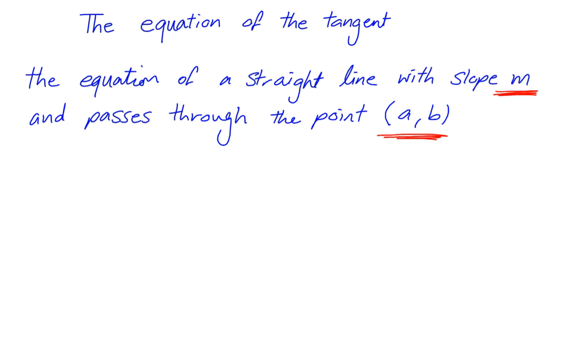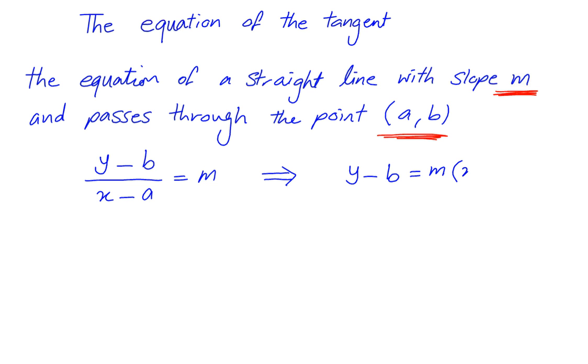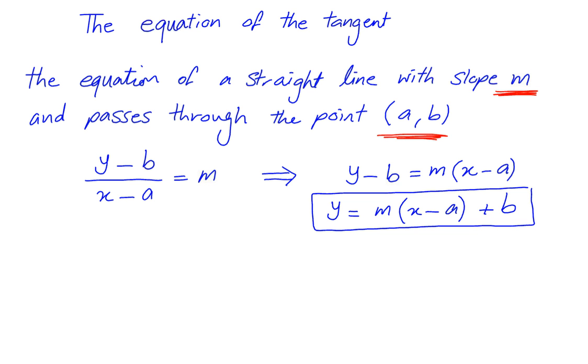The equation would be (y minus the y coordinate of the point, which is b) over (x minus the x coordinate of the point, that is a) is equal to the slope m, which can also be written in the form y minus b equals m times (x minus a), or I can even move that negative b to the other side, which would be y equals m times (x minus a) plus b, where a and b are the two coordinates of the point that the straight line passes through. So how can we use this now to find the equation of a tangent?